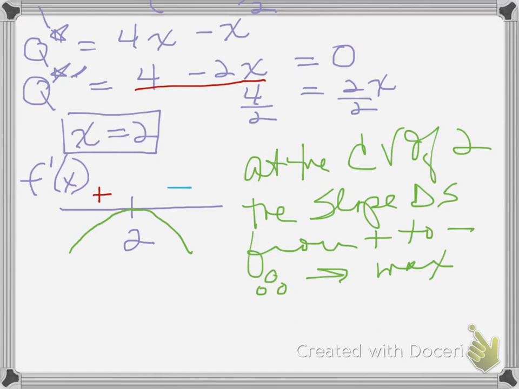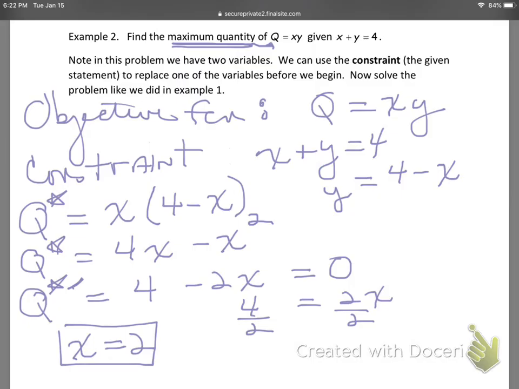Okay, so they want to know what is the y value. Excuse me, they don't want to know that. They want to know what is the maximum value. So I need to figure out what the q is. So let's look back for a second and let's look at our objective function. So here it is. It is q equals xy. So I'm going to take that and copy it, and we're going to go 2 pages over and paste it here. Okay, so now that's my objective function.